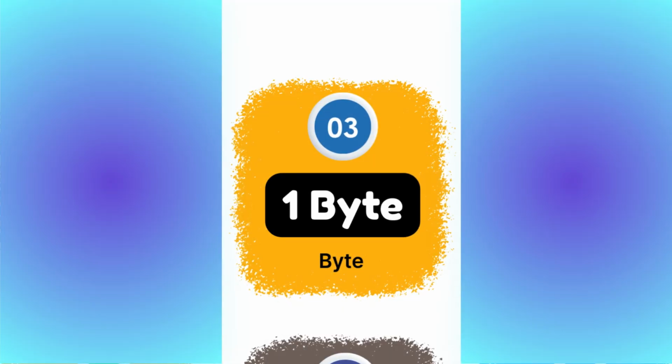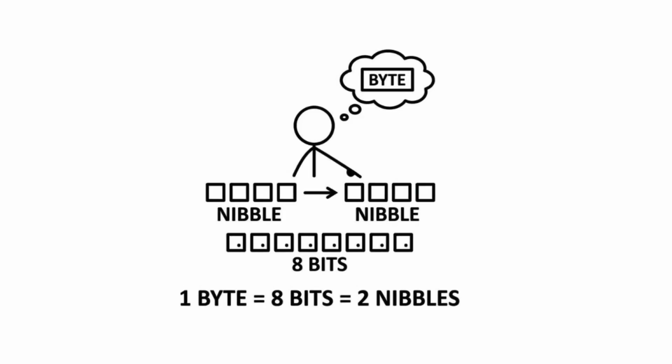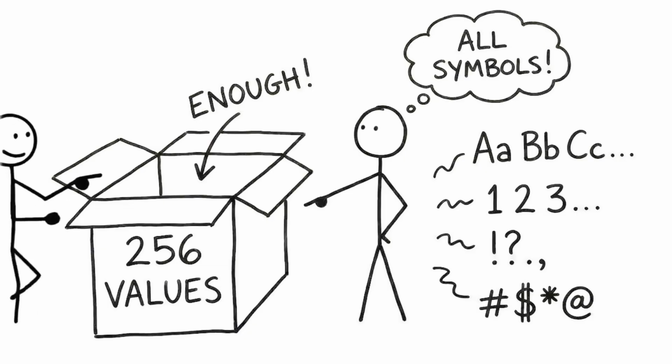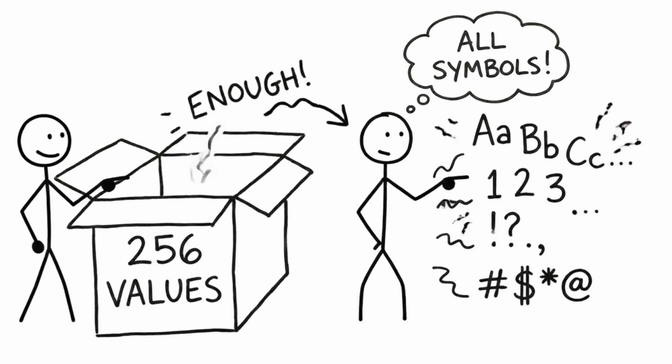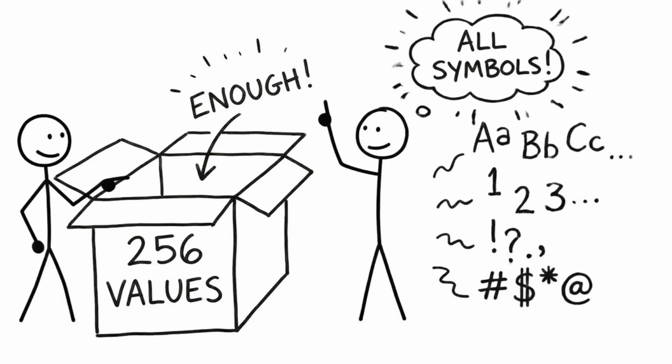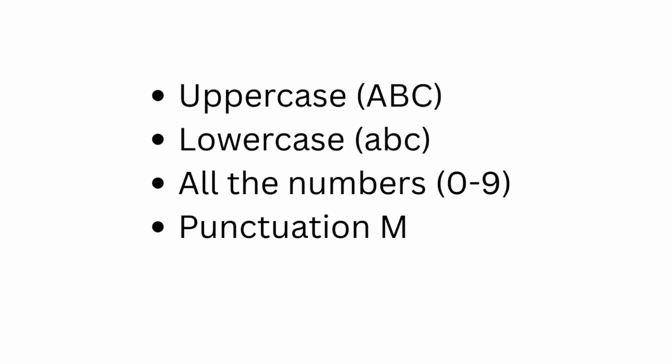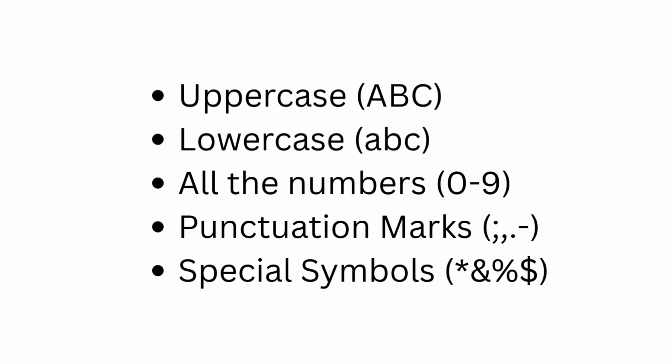Number 3, the byte. Now we're getting to something you've definitely heard of: the byte. 1 byte consists of 8 bits, or 2 nibbles. Using our binary math, that's 2 to the power of 8, giving us 256 possible combinations. This is huge because 256 different values are enough to represent every letter in the alphabet, both uppercase and lowercase, all the numbers, punctuation marks, and special symbols.